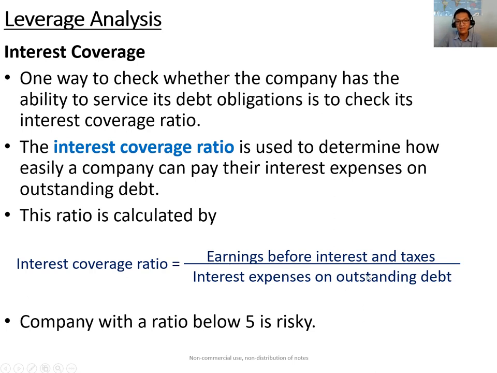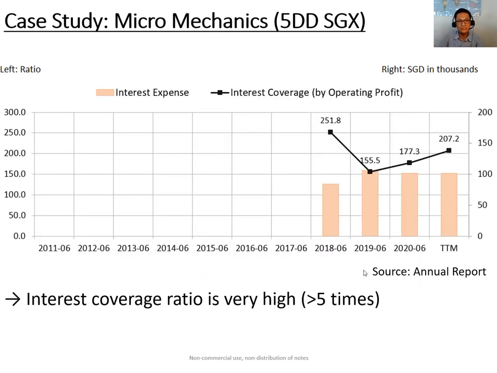We prefer to have this ratio be more than 5 or as large as possible. If a company shows less than 5 interest coverage ratio, it means the company is very risky. So let's look at Micromechanics. The interest coverage ratio is very high, more than 5 times. It means the company has the ability to service their interest expense on the debt.